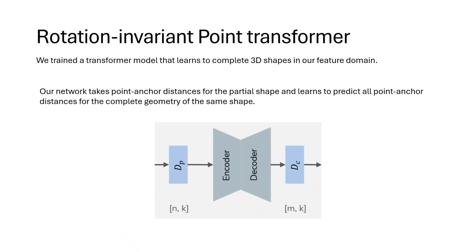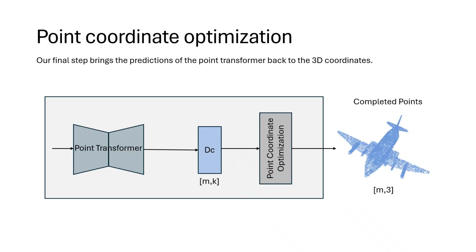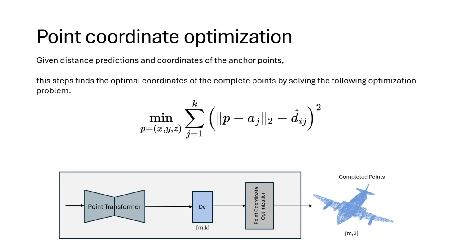Constructed point features are used to train a transformer model that learns to complete 3D shapes in our feature domain. Our network takes point anchor distances for the partial shape and learns to predict all point anchor distances for the complete geometry of the same shape. Predicted point distances for the complete geometry transform back to 3D coordinates with the final optimization step. Given distance predictions and coordinates of the anchor points, this step finds the optimal coordinates of the complete points by solving the following optimization problem.